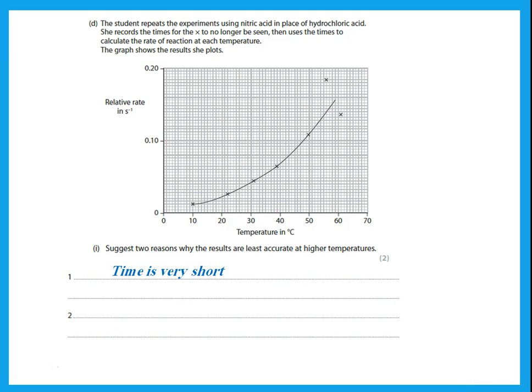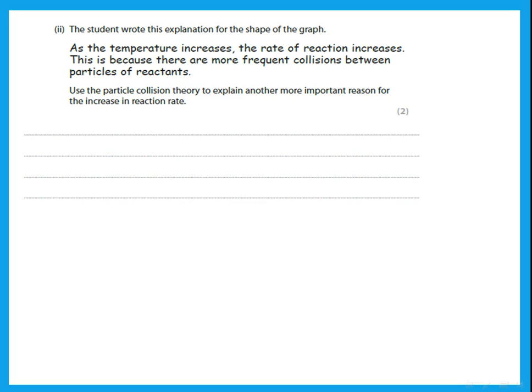So one reason is the fact that the time is too short, so I don't have time to measure the time. Okay, so the time is very short. Or, because at higher temperature the solution is hotter, there is a greater chance of losing heat to the surroundings. Okay, the student wrote this explanation for the shape of the graph.